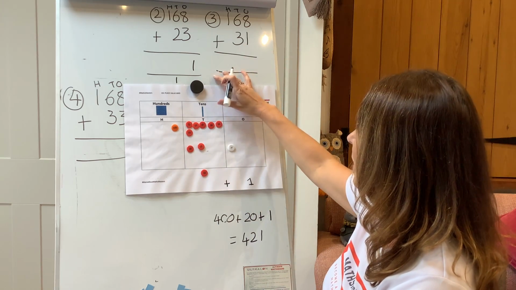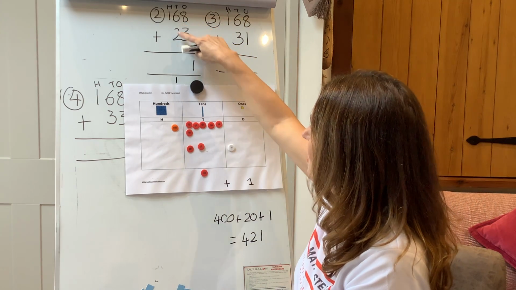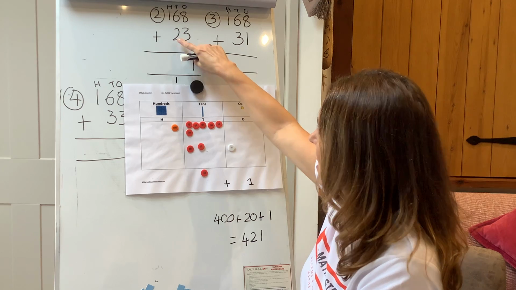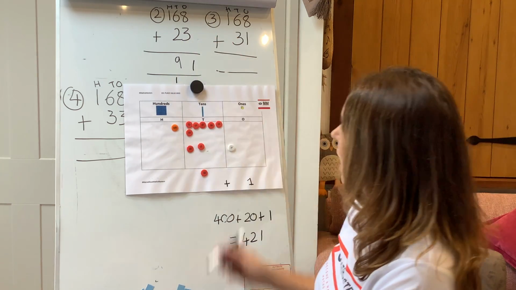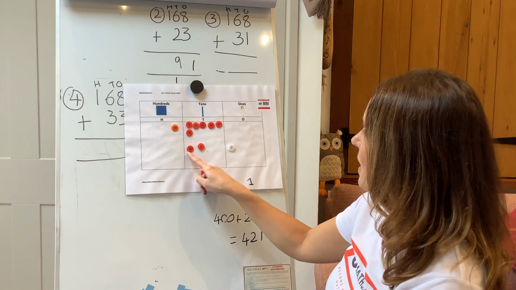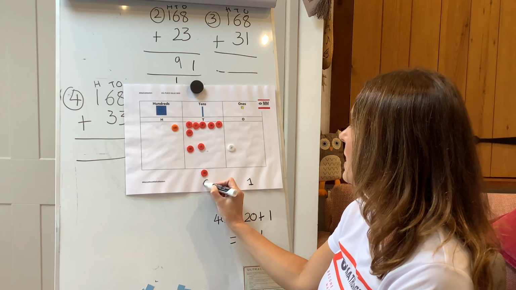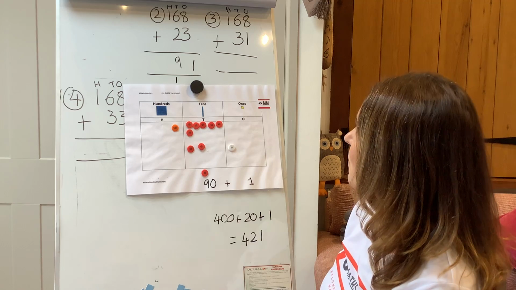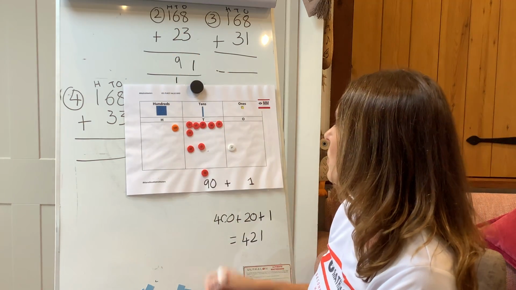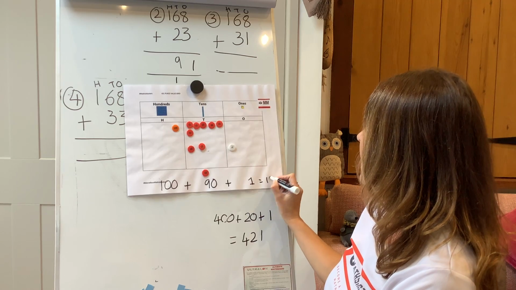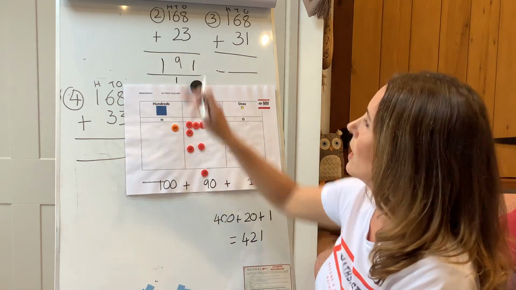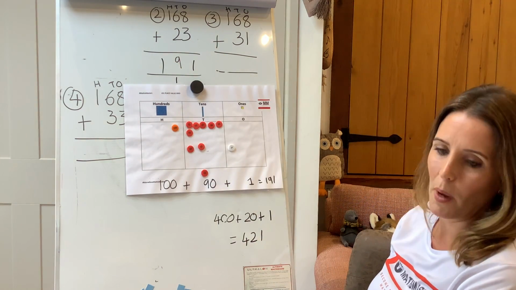The next column, we've got 6 tens and 2 tens, which makes 8 tens, and 1 ten makes 9 tens, and we can see that here, 6, 7, 8, 9, which is 90. And then the final column, we've got 100 on its own, makes 191, makes 191 there as well.